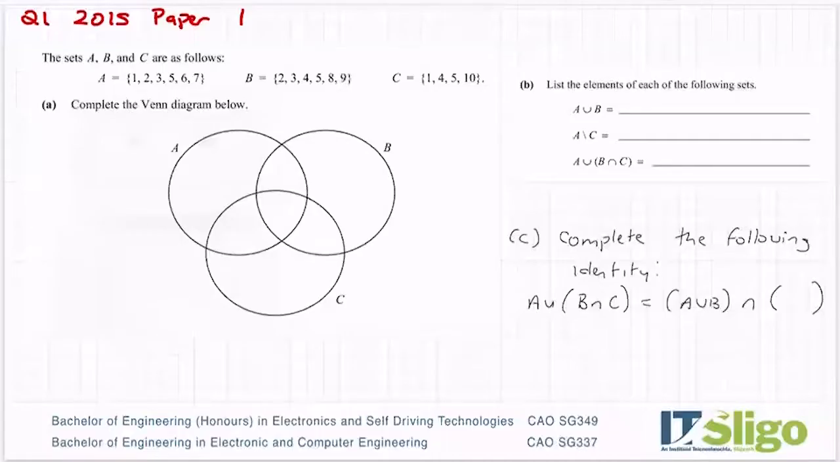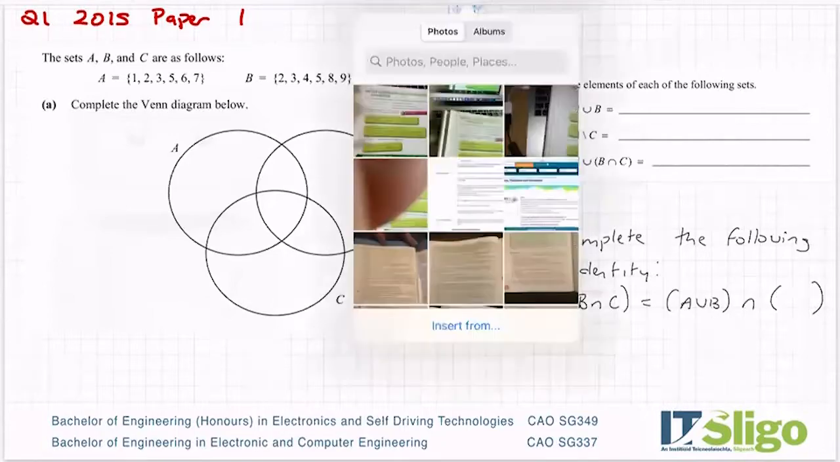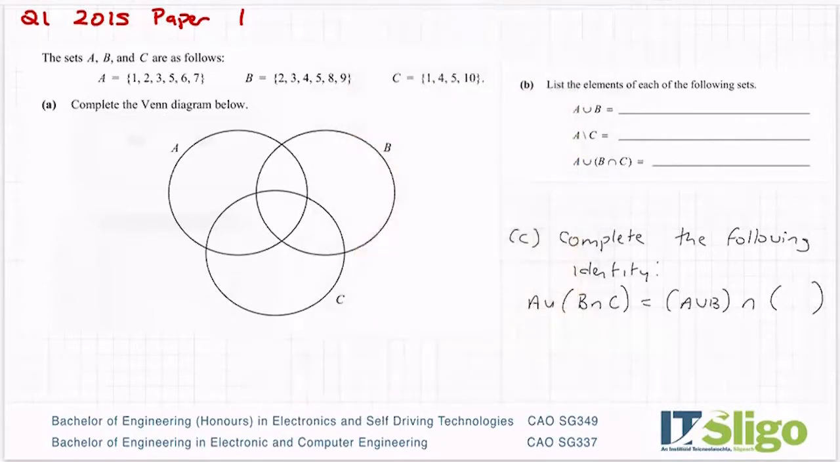Right, question 1, 2015 on sets. So this is continuing on from the other sets questions we've been doing for the last few classes. Okay, so again, a three circle Venn diagram. The sets A, B, and C are as follows.